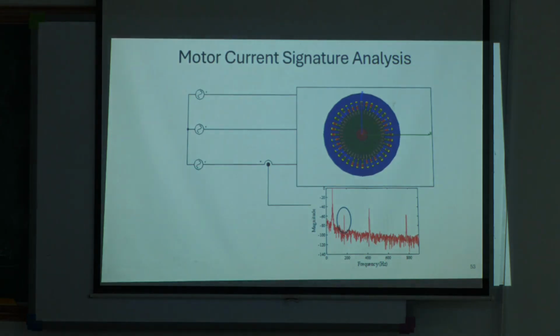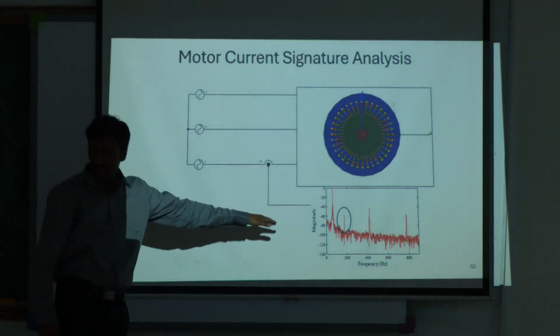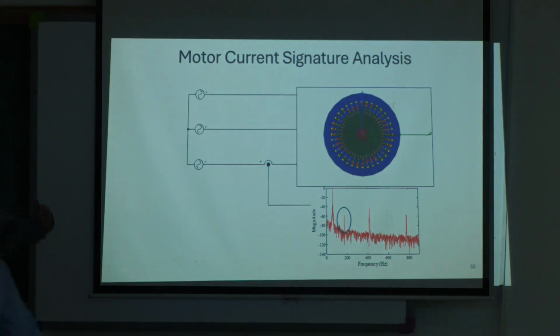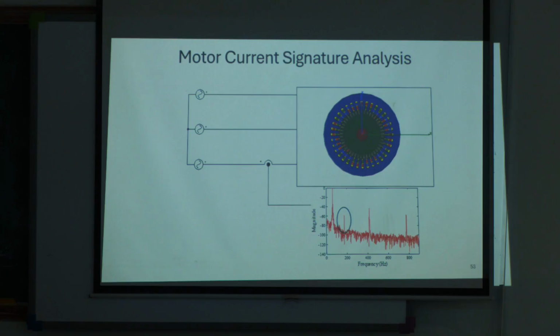So that's the goal. Just to quickly recollect where we left off before lunch, there's motor current signature analysis. We tap the current signal to its harmonic spectrum and look for variations. Now the question comes, how do we know which frequency to look for when there is an eccentricity fault? That is the question we are trying to answer at this point.